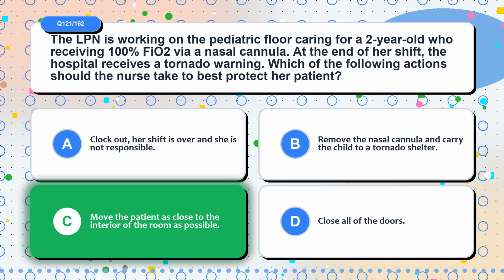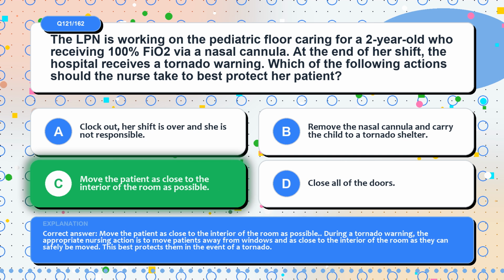The correct answer is option C. Move the patient as close to the interior of the room as possible. Correct answer: move the patient as close to the interior of the room as possible. During a tornado warning, the appropriate nursing action is to move patients away from windows and as close to the interior of the room as they can safely be moved. This best protects them in the event of a tornado.